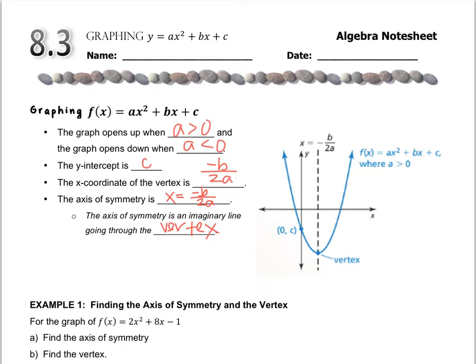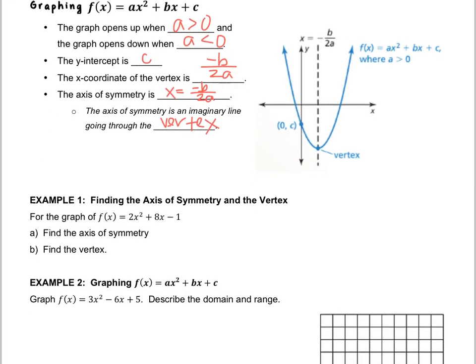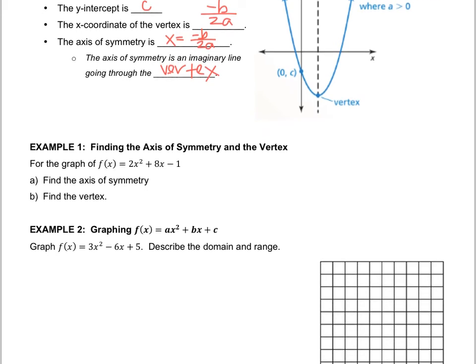So let's look at using this new formula, x equals negative b over 2a. How does it really work? What we have to do in example 1 is find the axis of symmetry, which we know is the equation x equals negative b over 2a. So that's the imaginary line that the parabola is mirrored over. And then the vertex is going to be a coordinate point that we'll find using that formula.